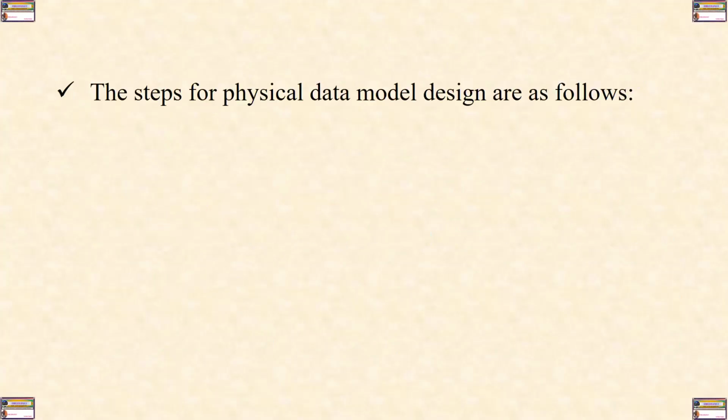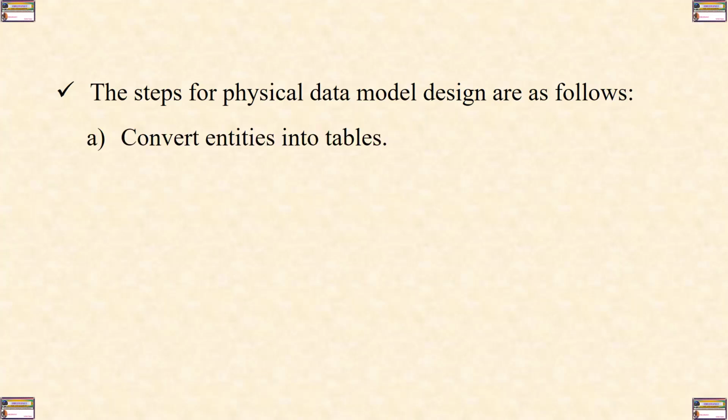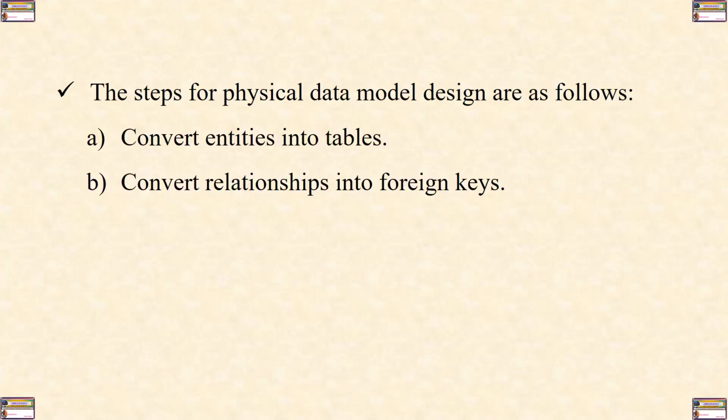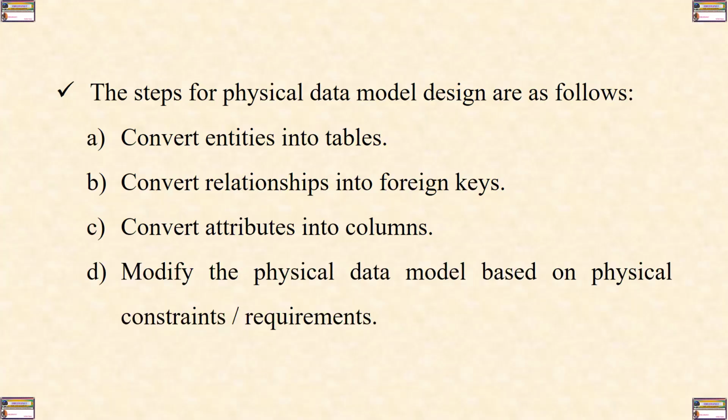The steps for physical data model design are as follows. Number 1, you convert entities into tables. Number 2, convert relationships into foreign keys. Number 3, convert attributes into columns. Number 4, modify the physical data model based on physical constraints or requirements.